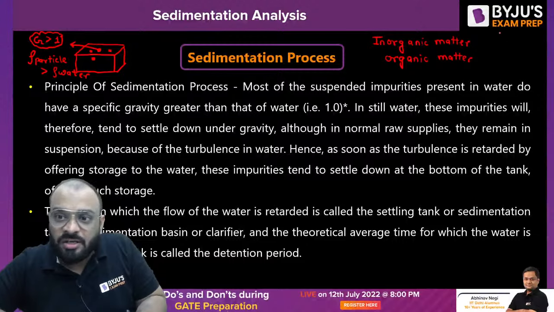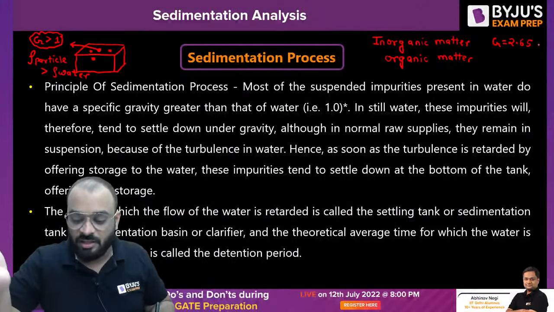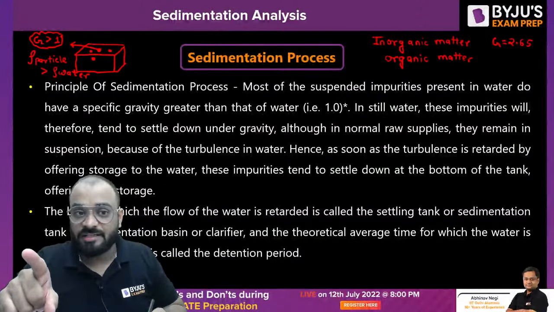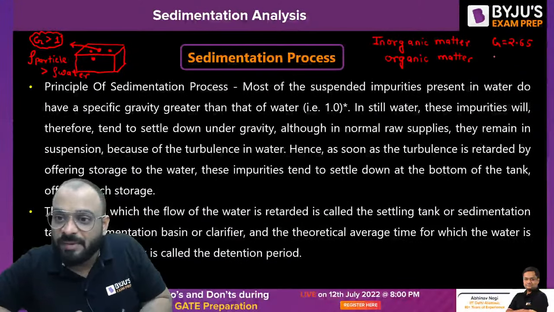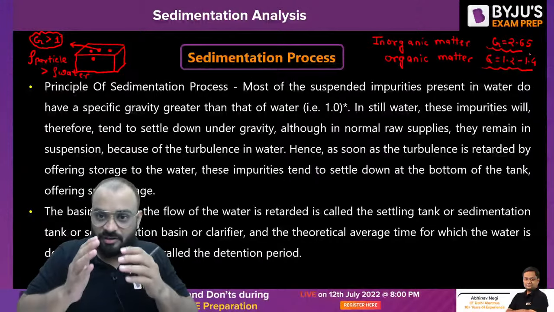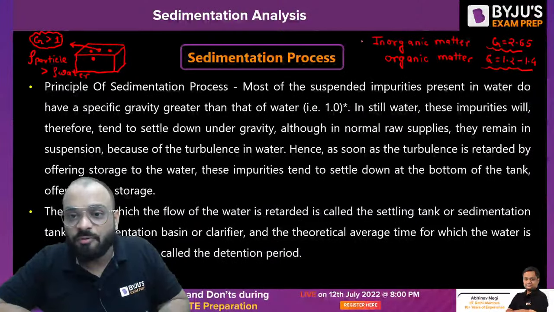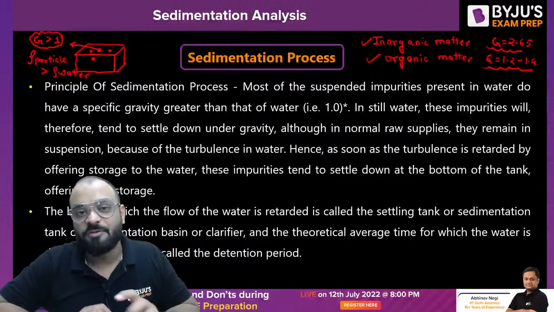Now guys, if we talk about inorganic matter, its specific gravity is 2.65, which is greater than 1. Then definitely this type of particle can settle down in the water because its density is greater than the water density. Similarly, the specific gravity of organic matter is basically 1.2 to 1.4. So again the density of organic matter is greater than the density of water. So both types of matter can settle down in the water, but it also depends upon the size of the particle.